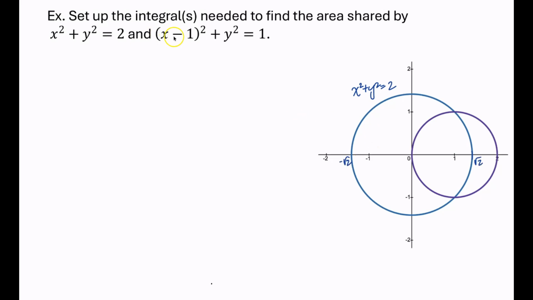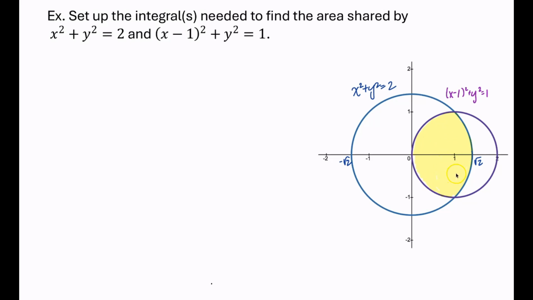And then the quantity x minus 1 squared plus y squared equals 1 is a circle with the center 1, 0. So that is this smaller circle with the center 1, 0 with a radius of 1. So the other purple equation is the x minus 1 squared plus y squared equals 1. Now, even though these are provided in rectangular form, that doesn't mean we have to use rectangular form to find the area shared by these two circles. Let's go ahead and shade that area.